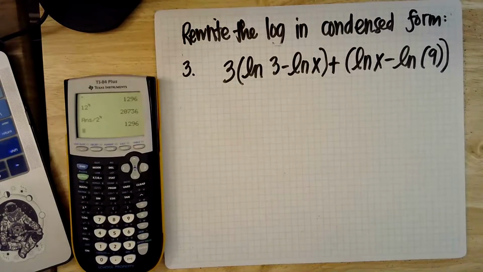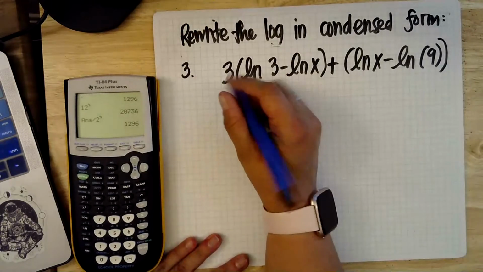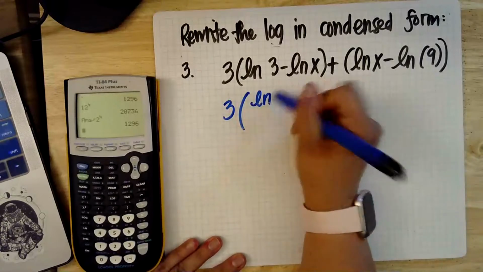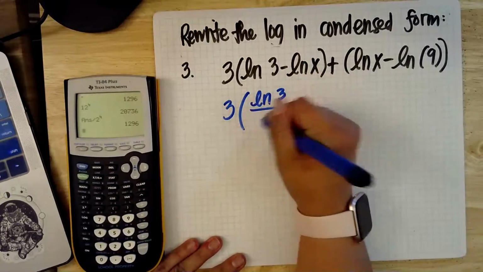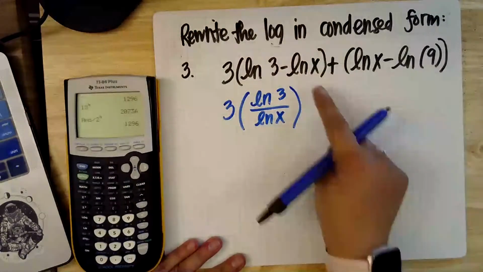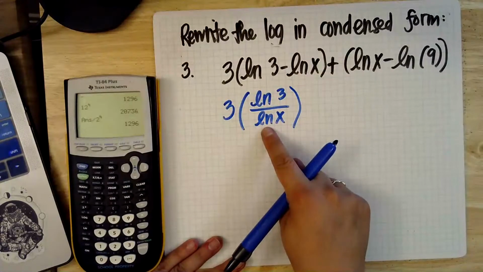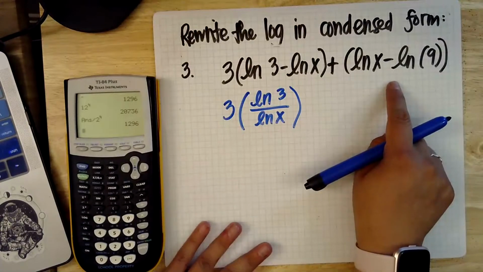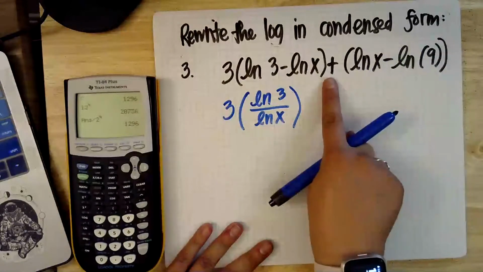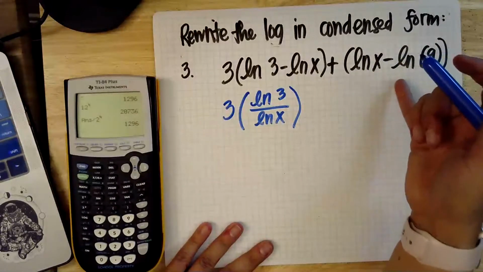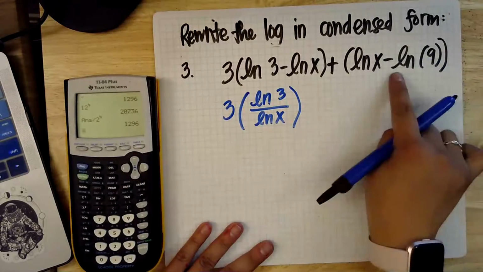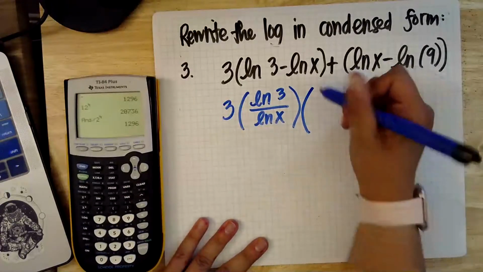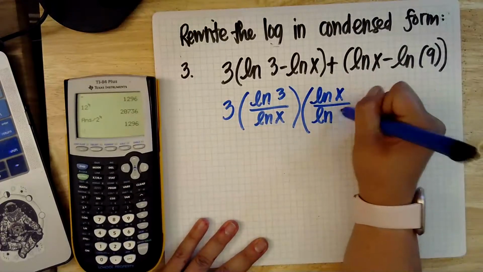So I recognize that I have ln 3 over ln x there. So that subtraction becomes division. So it's the subtract analysis, right? And then I recognize that I have plus, which becomes a product. And then this also has to become something. So the plus is the product, right? And then I have ln x over ln 9.